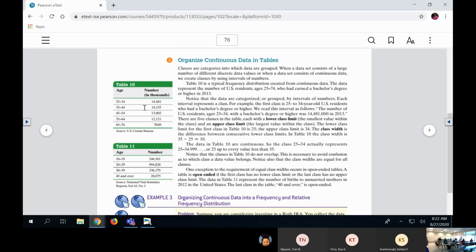What is the class width? Vertically subtract two lower class limits, the next lower class limit from the lower, or the upper class limit from the next upper class limit. So what's 35 minus 25? 10. What's 54 minus 44? 10. So the class width is 10. Now that will be on a test. Class width will be on a test. It will also be on a standardized test. So make sure you know those three things: lower class limit, upper class limit, and class width.